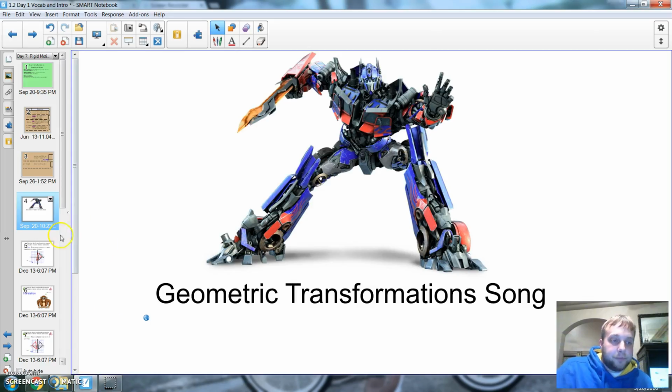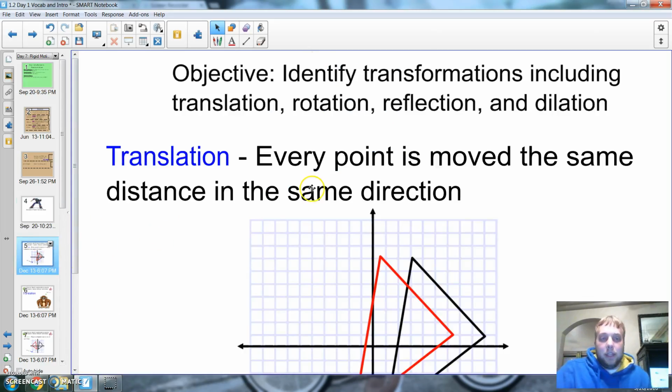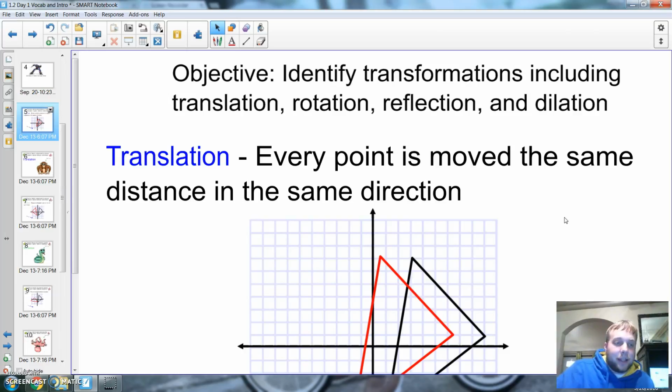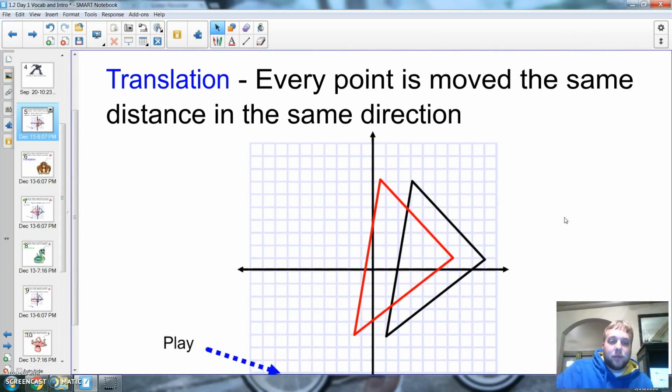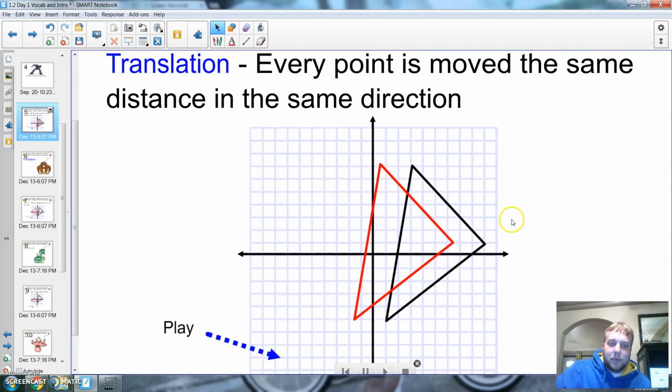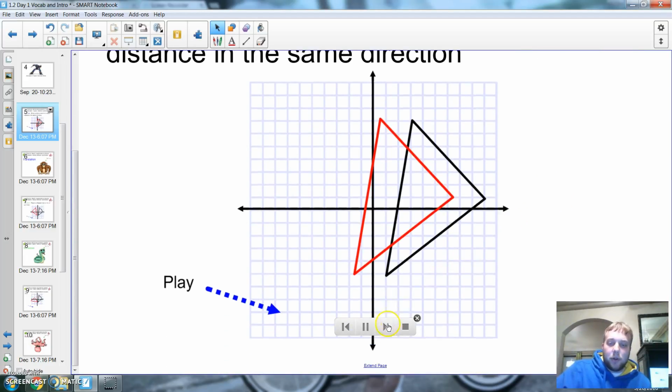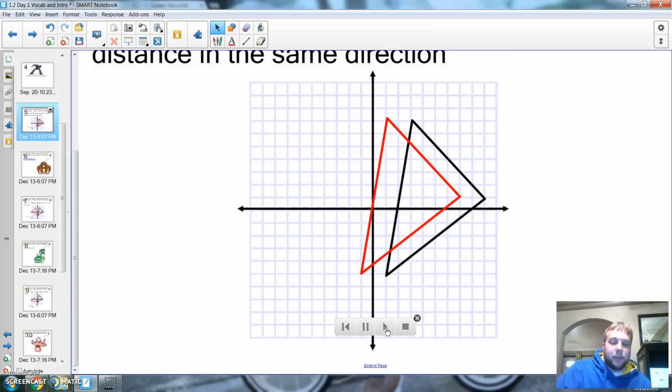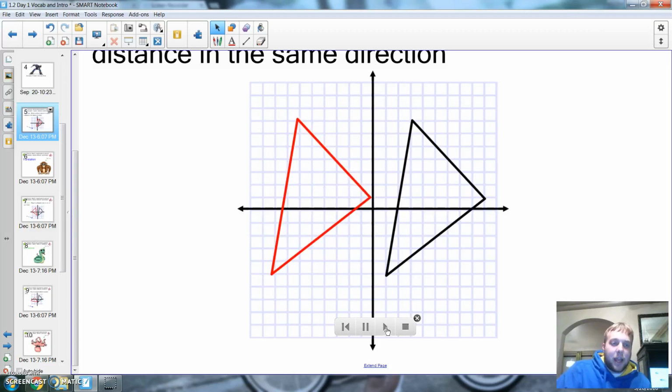All right. Next. Objective: identify transformations including translation, rotation, reflection, and dilation. We're not going to do dilations really yet, but translation: every point is moved the same distance in the same direction. So I'm going to play it one more time. We can see translation. Hey, it's sliding back and forth, up or down.